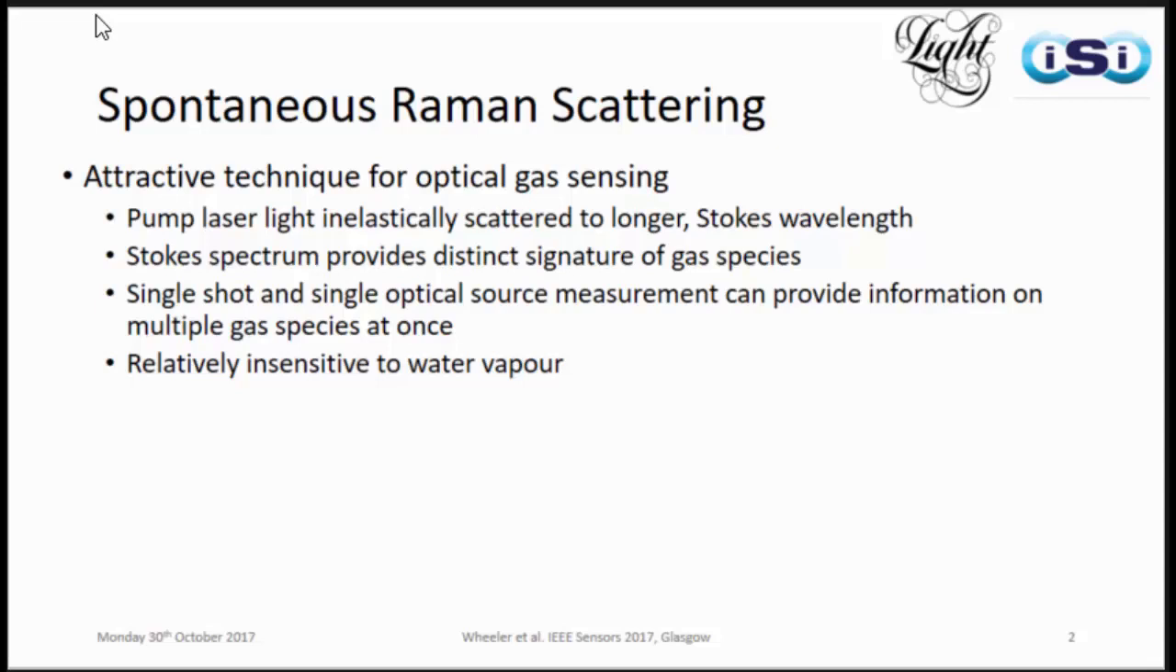So if you have a gas sample which has got multiple species present, you will get several distinct peaks in the Stokes spectrum. And this makes it an attractive technique for optical gas sensing. You can have a single shot measurement with a short acquisition time and only use one single optical source to be able to get information on a wide range of species in a multi-component gas sample. Another advantage is it's relatively insensitive to water vapor.